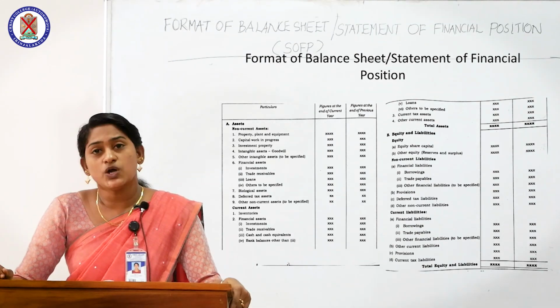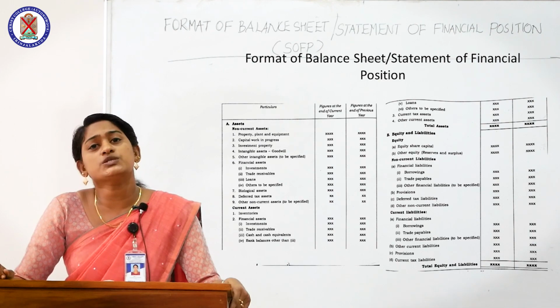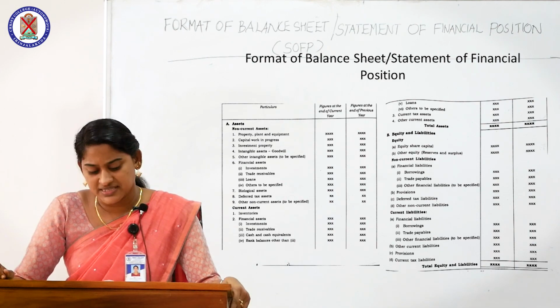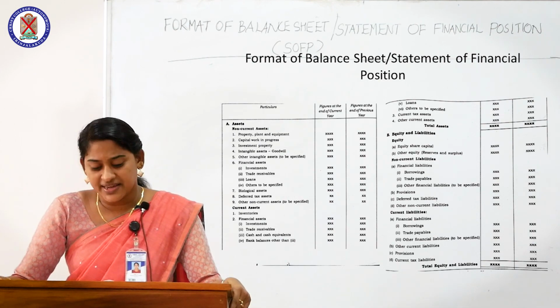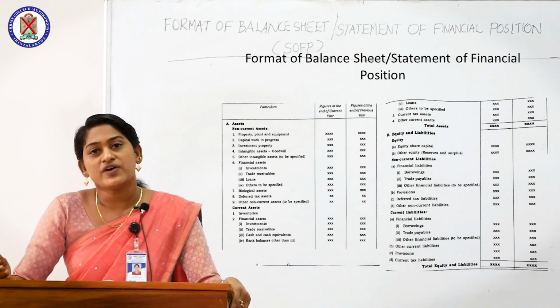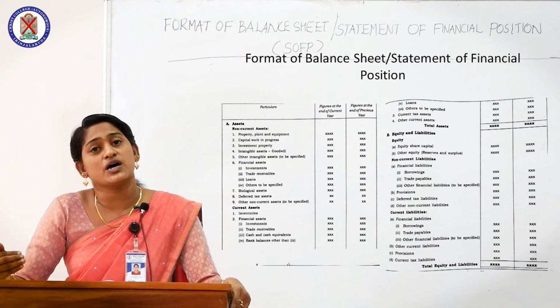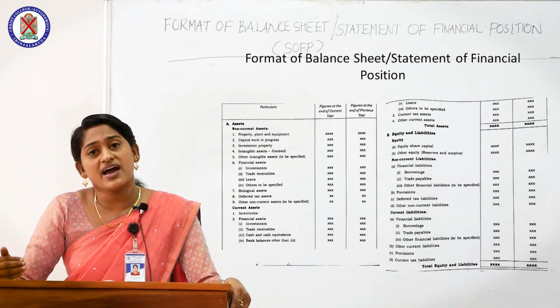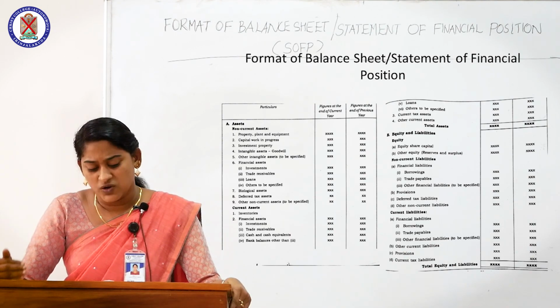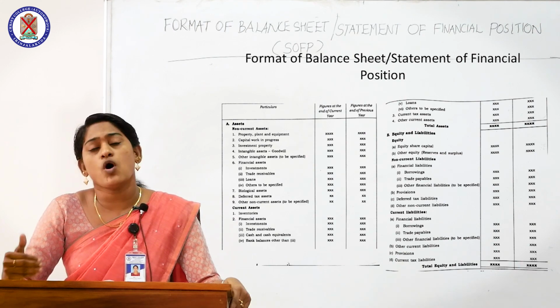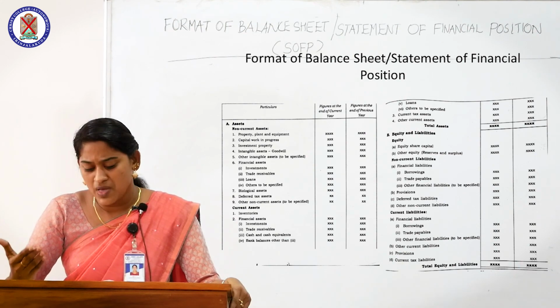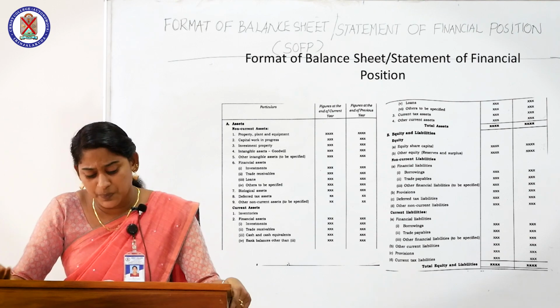Next one is non-current liabilities, also known as fixed liabilities. The fixed liabilities are again divided into four. First one is financial liability. The financial liabilities are of financial nature. They are again divided into three. First one is borrowings. Borrowings are the money taken from bank or some other person.